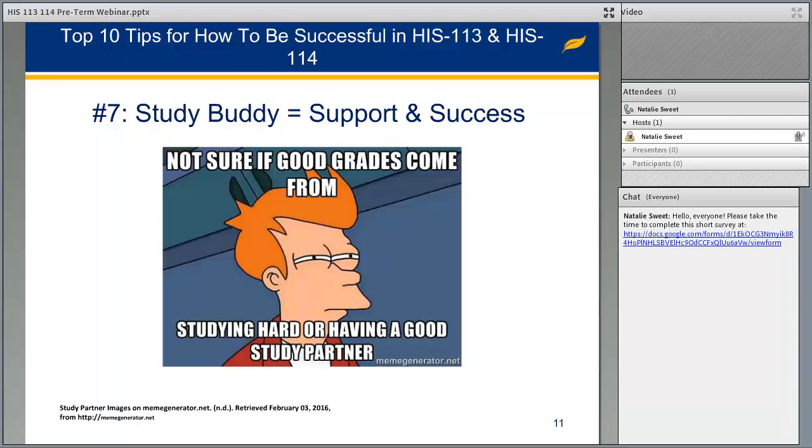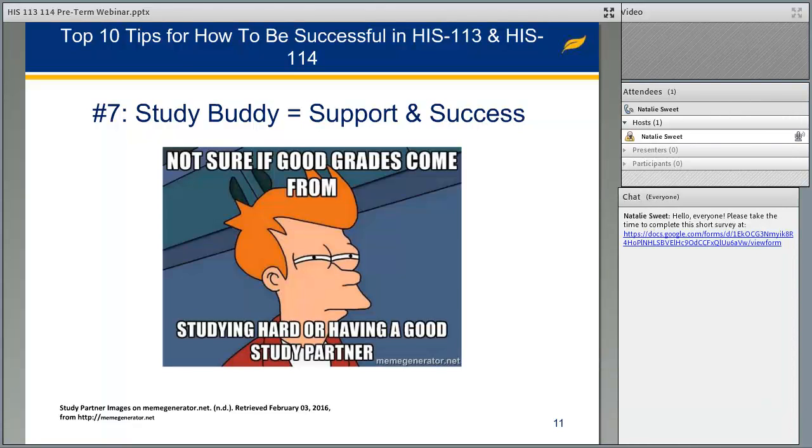For my seventh tip, this is where the learning community comes in to be very handy. Make a study buddy. Study buddies can be great for success and support. In past terms, we've seen History 113 and 114 students pair up to provide support throughout the term, to hold each other accountable for due dates, to bounce ideas off of and to read drafts of one another's papers.